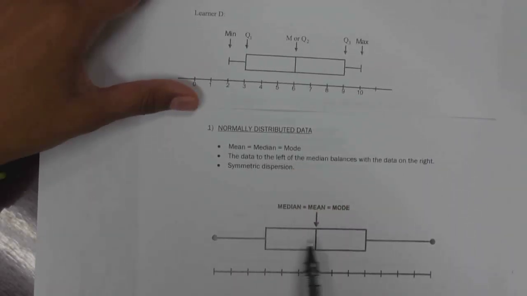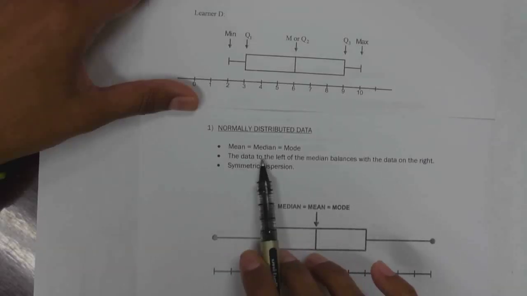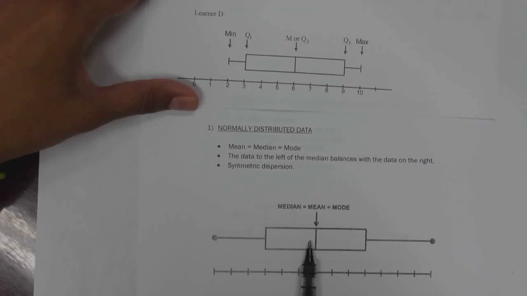Now, what do you look for in this type of box and whisker plot? If you look at it carefully, the data to the left of the median balances with the data to the right of the median. Okay? Hence, you get a symmetric dispersion. And we say this is representing a normal distribution.